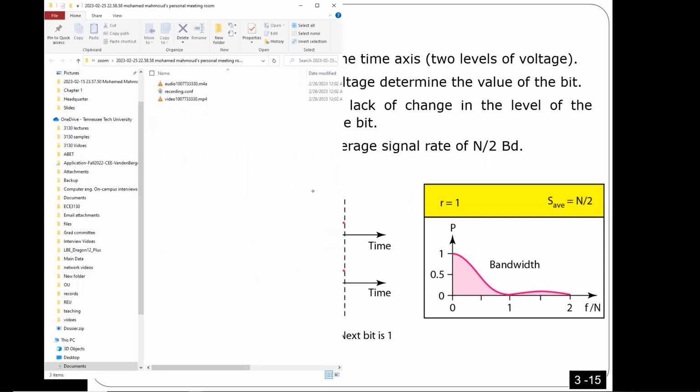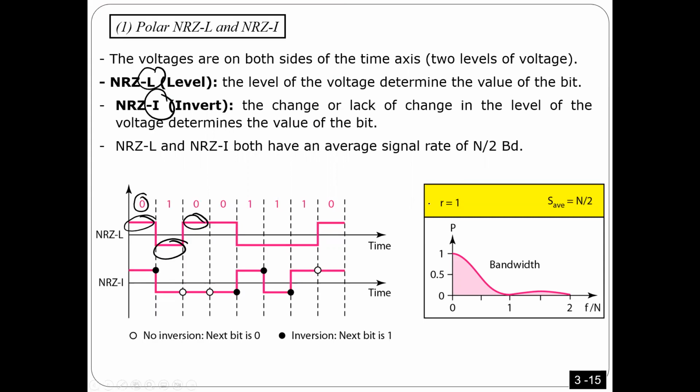As you see here, every time I calculate R, and then from R I calculate S. For example, here R is equal to 1, since every time slot will transmit 1 bit in one signal element, and so on.